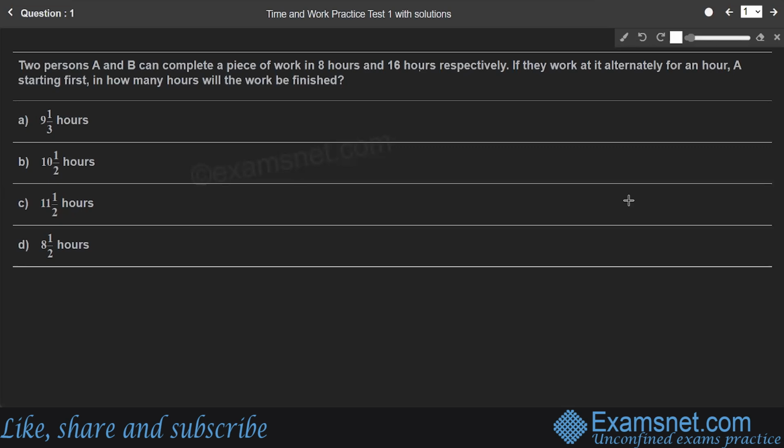Hello students. Today we are going to solve a few questions on time and work. These questions are mainly based on work is equal to efficiency into time. So mainly on the concept of work, right?